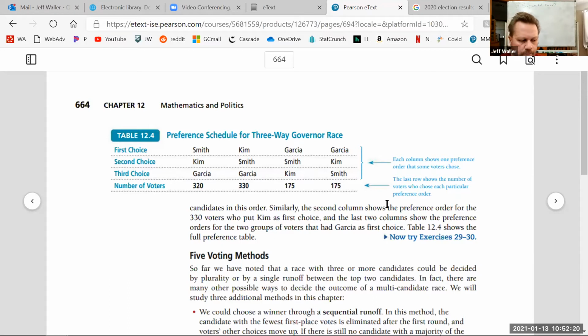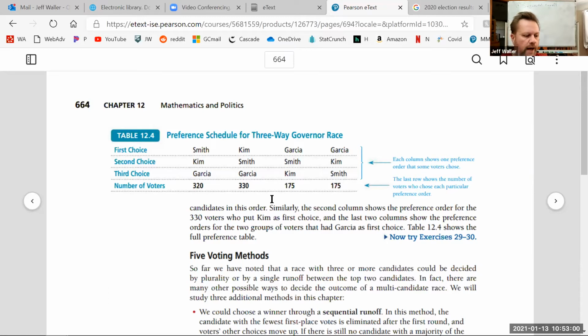Who got the most first place votes? This is a total of 350. Good. So if I was just doing the one who got the most wins, Garcia would win because they got 350 first place votes, right?